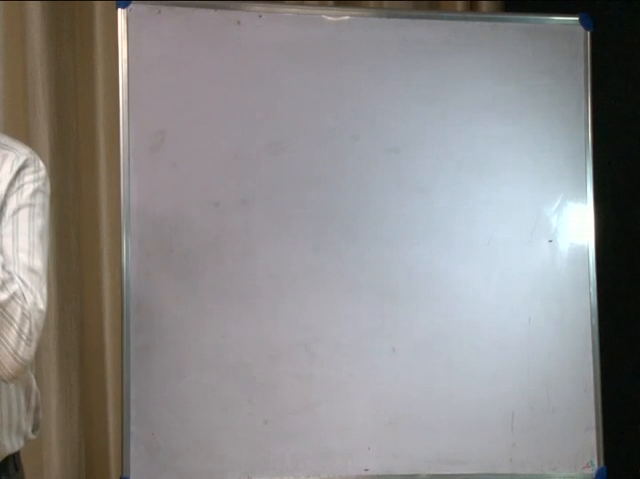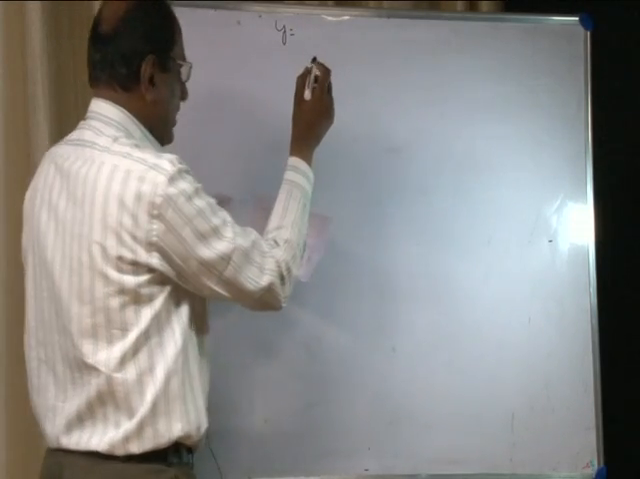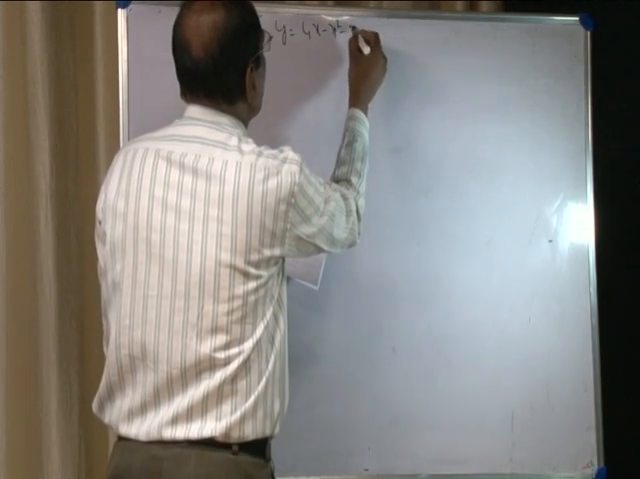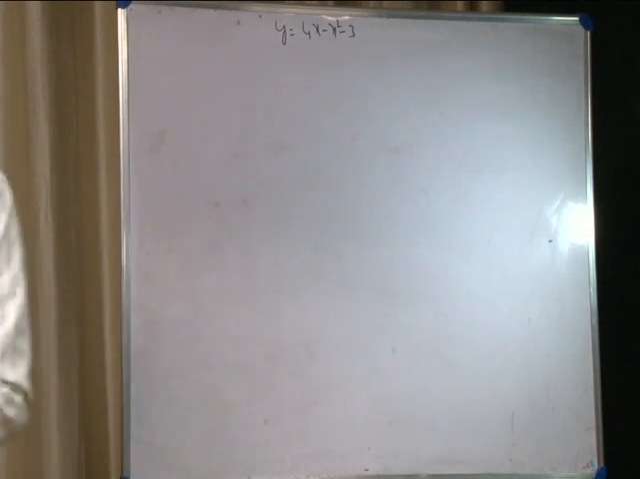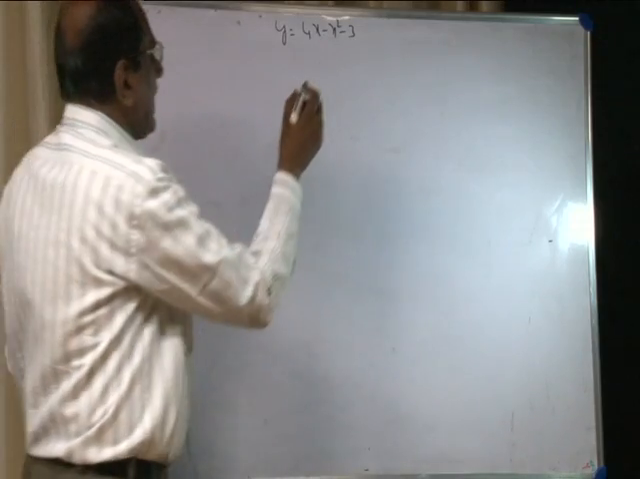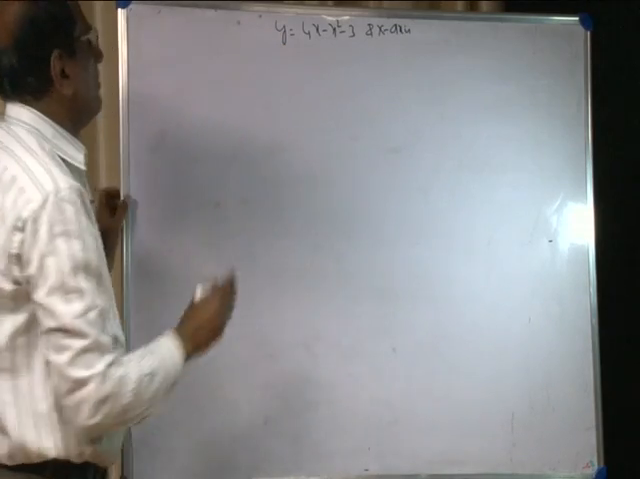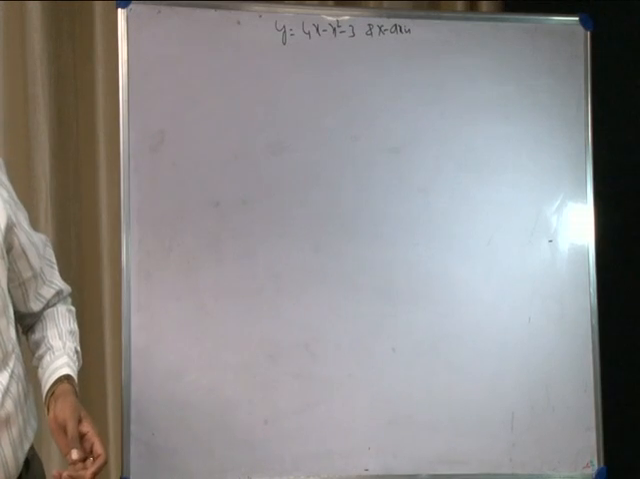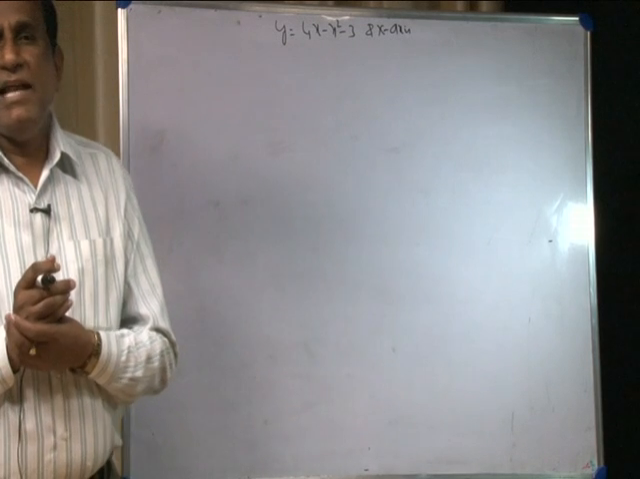See here, third problem. Find the area bounded by the curve 4x minus x square minus 3 and x axis. Find the area bounded by the curve y is equal to 4x minus x square minus 3 and x axis. See here, first part, find out the value of limits.